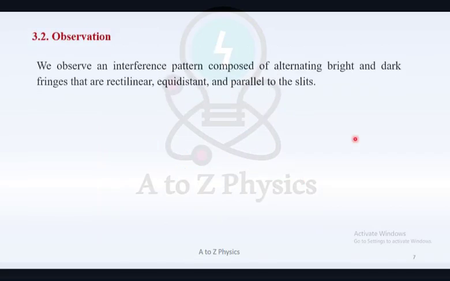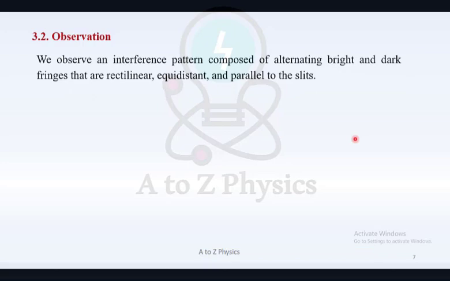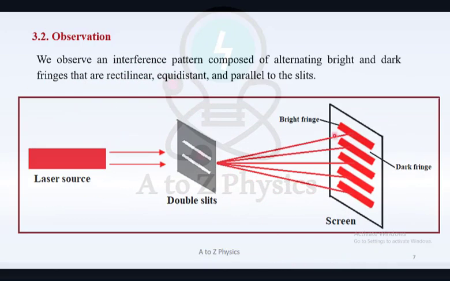Now, what do we observe on the screen when interference takes place? We observe an interference pattern composed of alternating bright and dark fringes that are rectilinear, equidistant, and parallel to the slits.